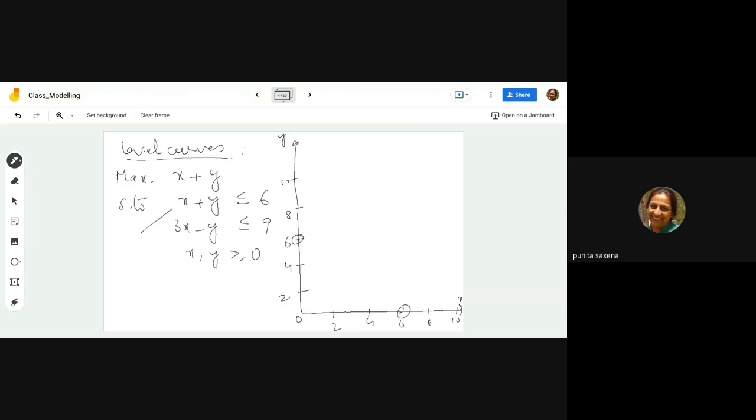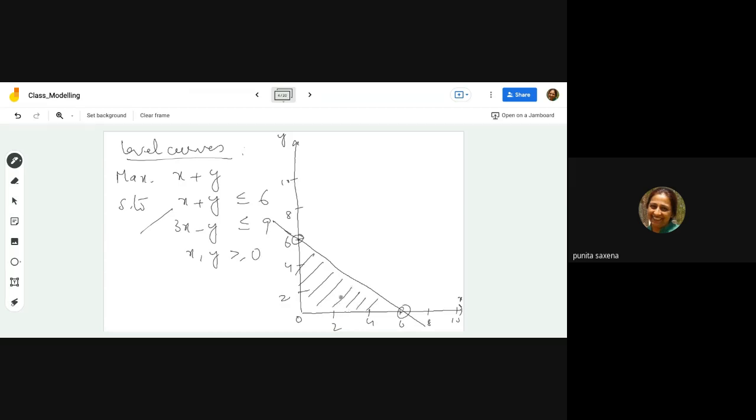For the first constraint, will these be the 2 points or not? Yes, ma'am. So you join them and you get the first constraint. And what is your feasible region? Of course, this one, right?